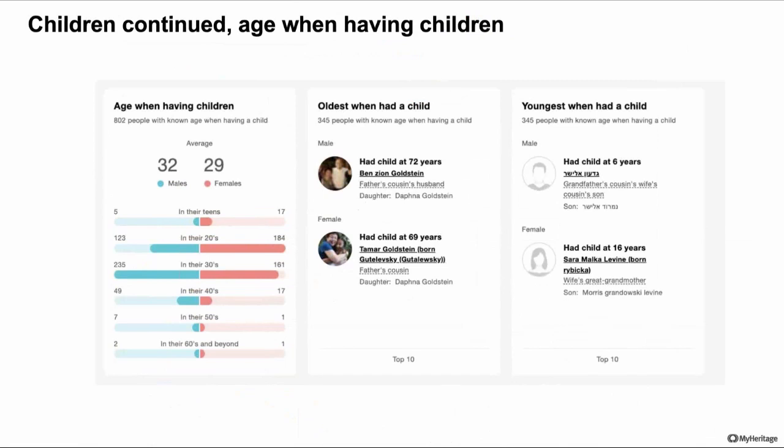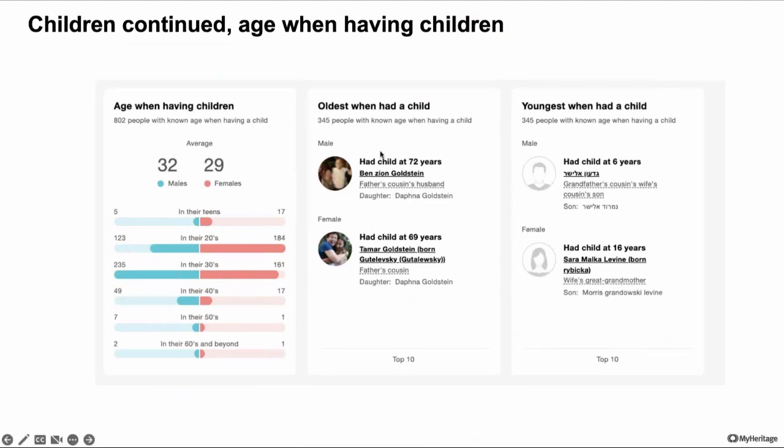Scrolling down this page, I will get to another insight about children, and that is the age of people when they had children. So when did people have children? On average, males had children at the age of 32, some before, some after. If you had multiple children, what is your average age of having children? Females, predictably, at a younger age. And you can see by decades, people who had children in their teens, in their 20s, in their 30s, that's the majority of when people have children, and so on.